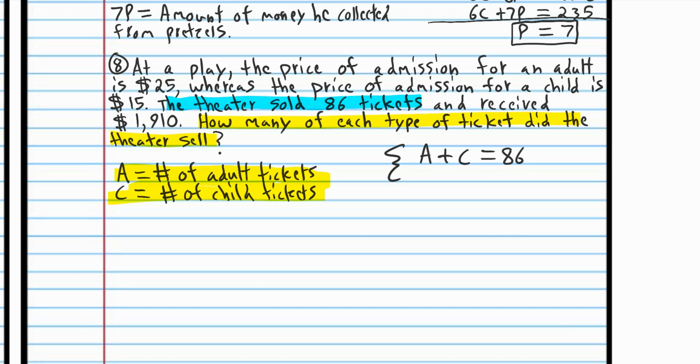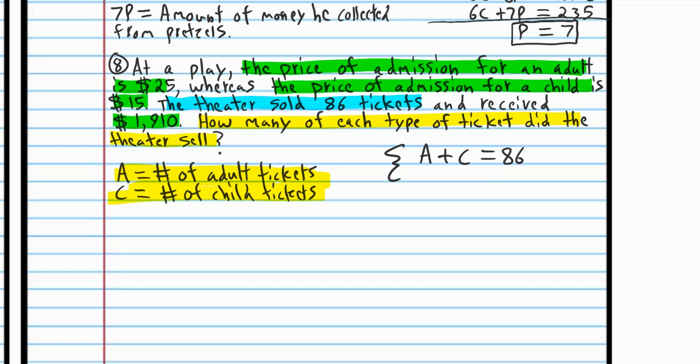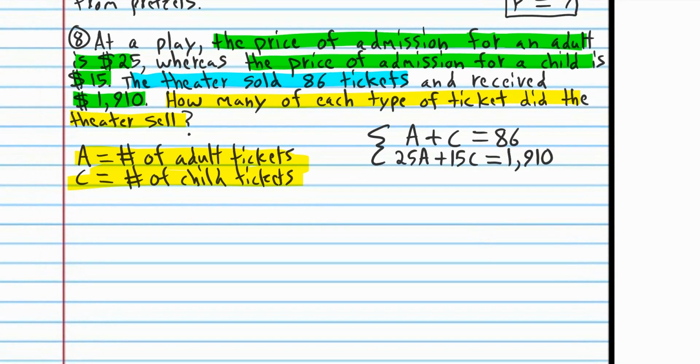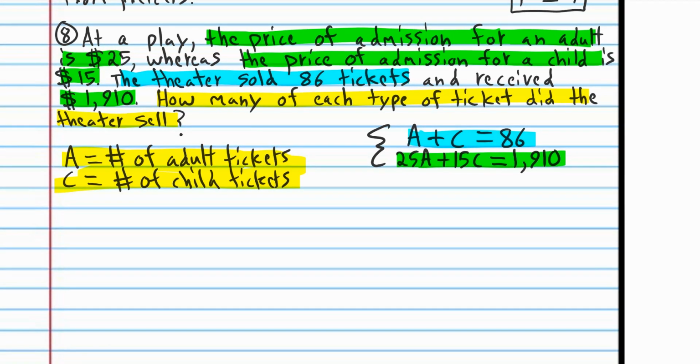And now we go to the hard part. So it's $25 for an adult ticket and $15 for a child ticket, and the total amount taken in is $1,910. So again, this is the hard part. That's going to be 25A plus 15C is equal to 1,910. That's the part that students are going to be a little intimidated by. Again, 25A, you take the number of adult tickets that are sold and you multiply by $25, because it's $25 for each ticket. That's very, very simple logic.